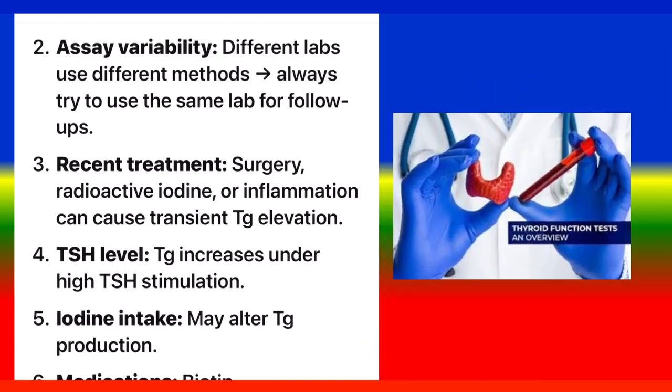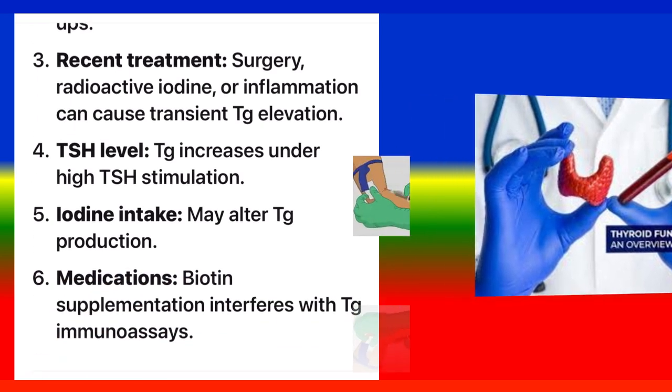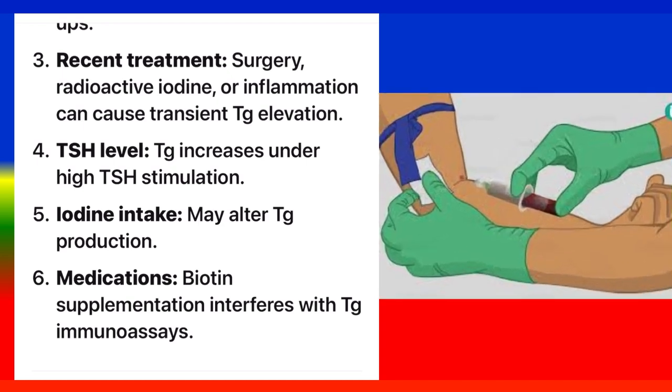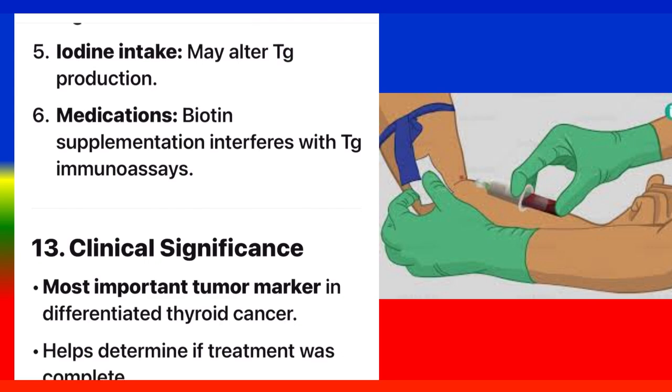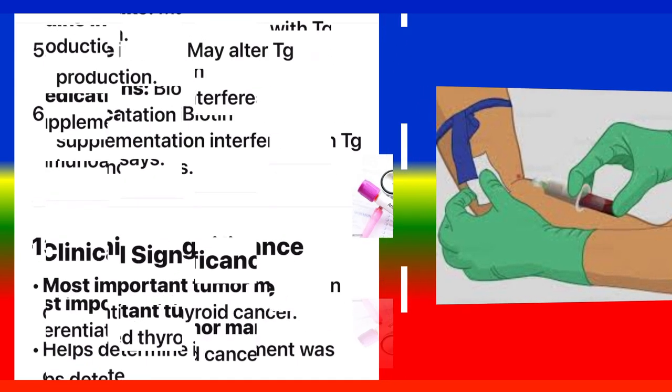3. Recent treatment. Surgery, radioactive iodine, or inflammation can cause transient TG elevation. 4. TSH level. TG increases under high TSH stimulation. 5. Iodine intake may alter TG production. 6. Medications. Biotin supplementation interferes with TG immunoassays.